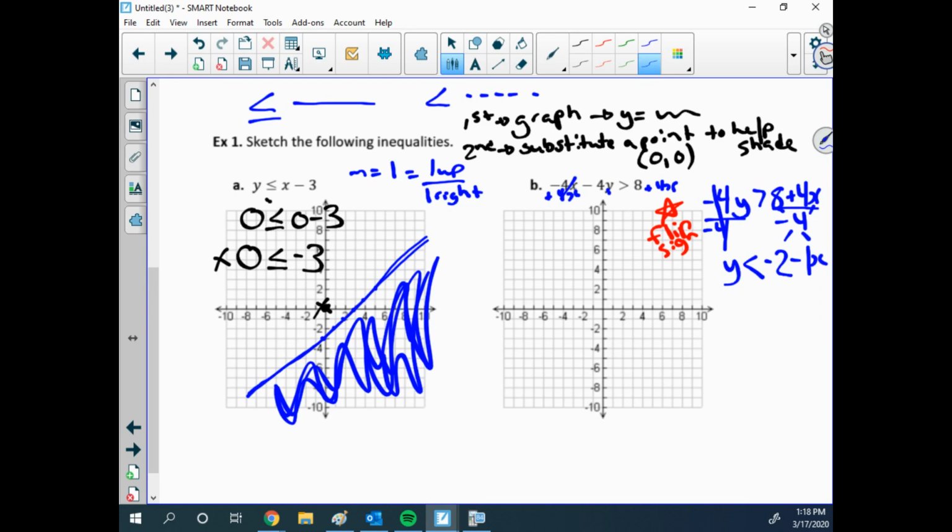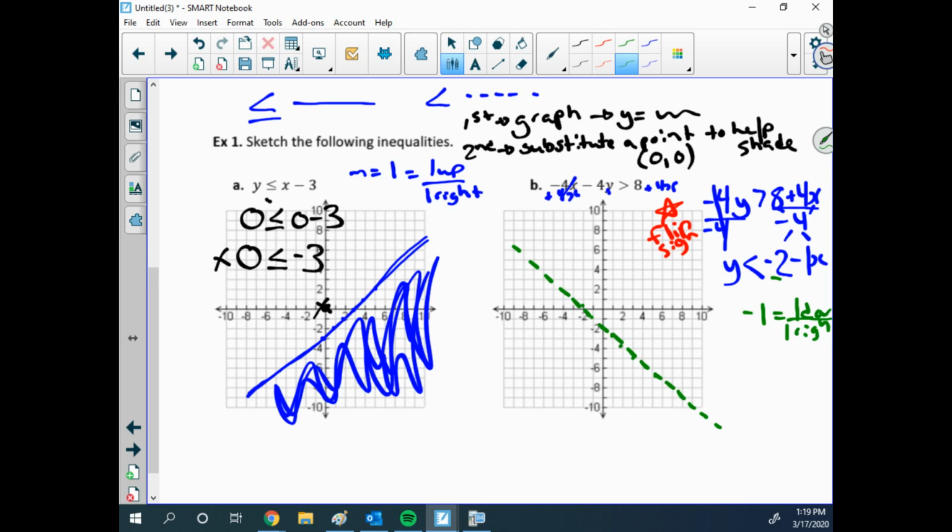So to sketch that function, I would go to negative 2 on the y-intercept. And I have a negative slope, so my slope is negative 1, which means I'm going to go 1 down and 1 right to find the next few points. So 1 down, 1 right, 1 down, 1 right, and so on, to find a few points. Okay, and sorry, I can't equal that number because there's no equal sign here, so it should be a dashed line that connects all the points that I've sketched.